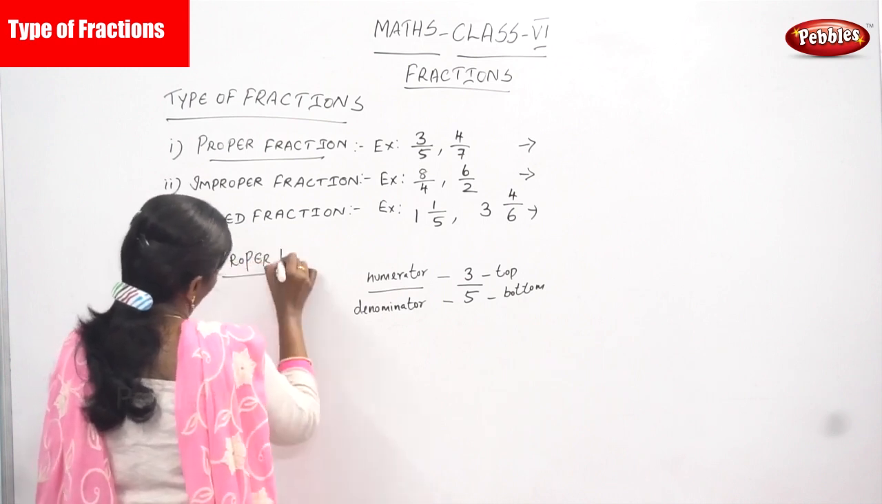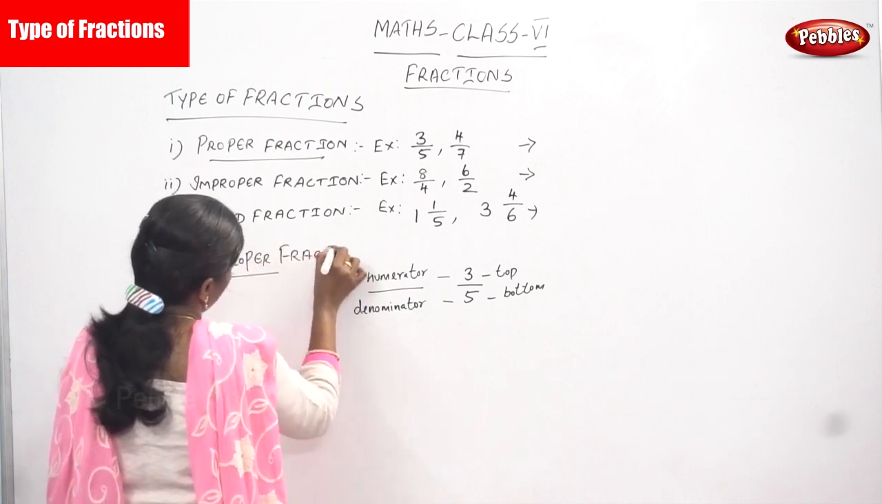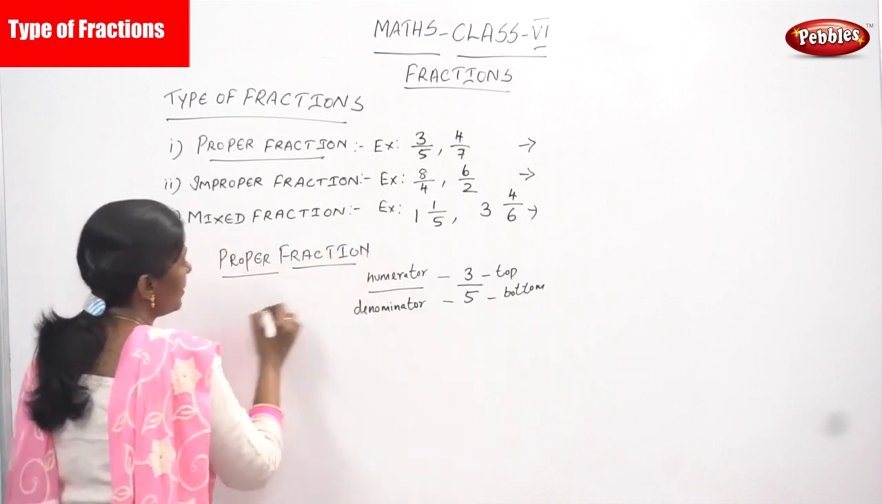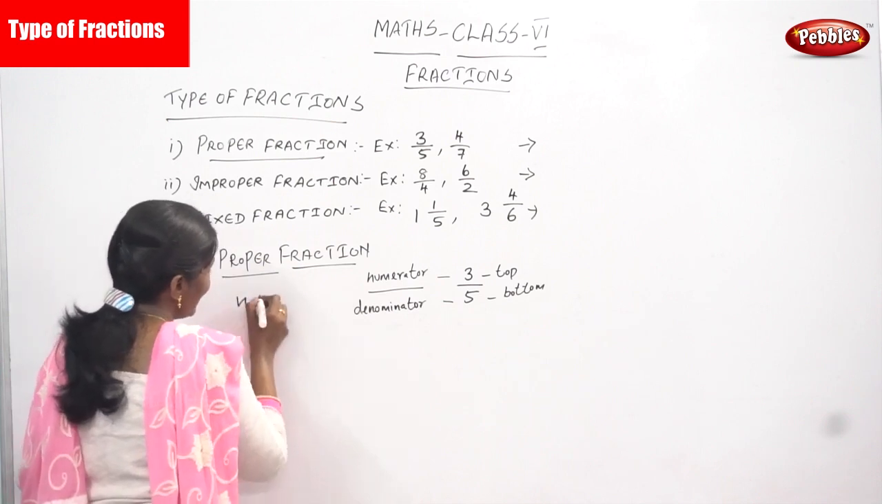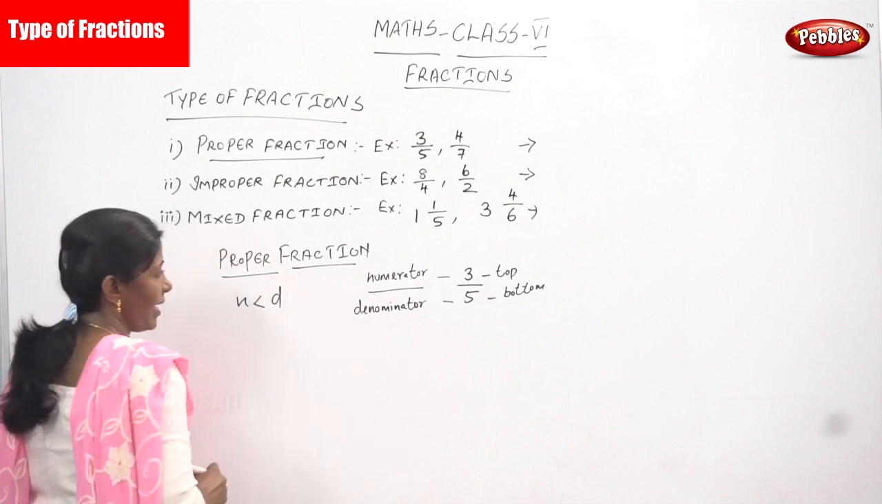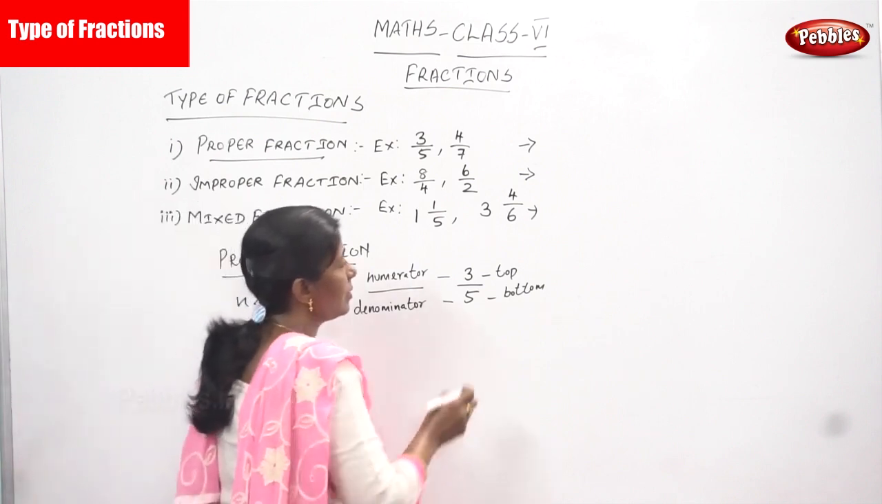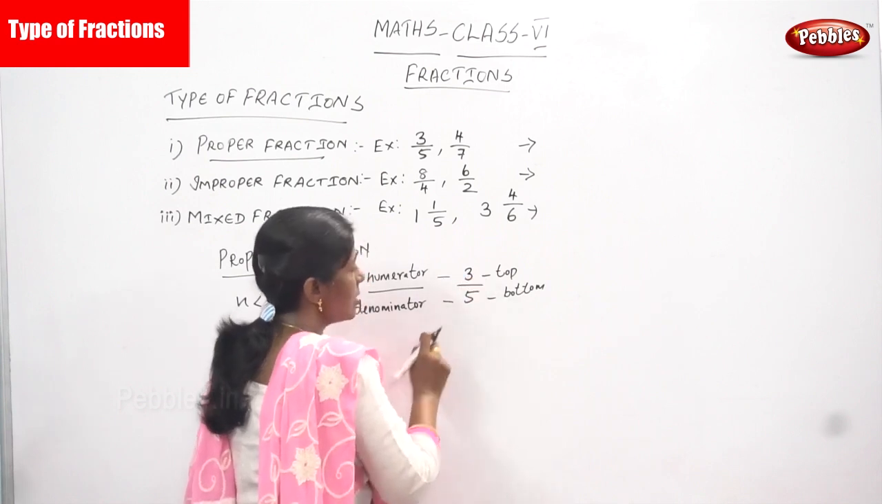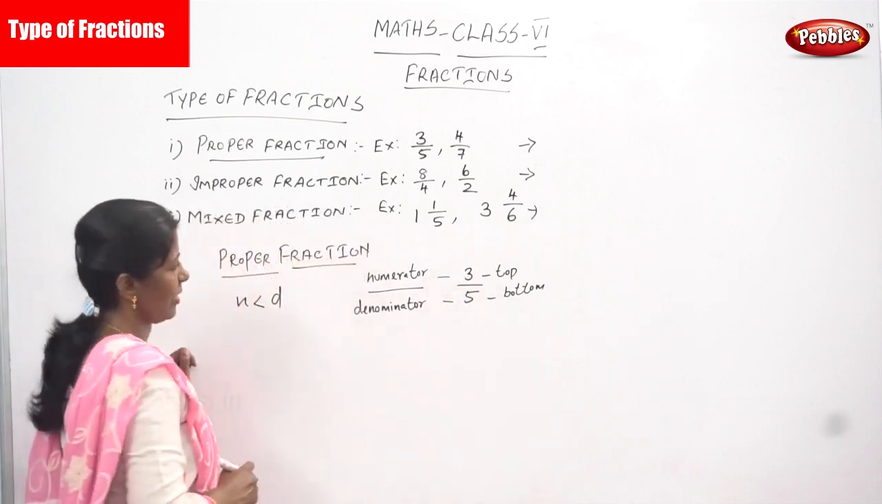Proper fraction means the numerator is less than the denominator. Look at this number: numerator is 3, denominator is 5. So 3 is less than 5. So it is a proper fraction.